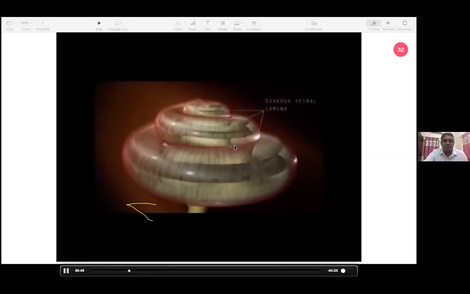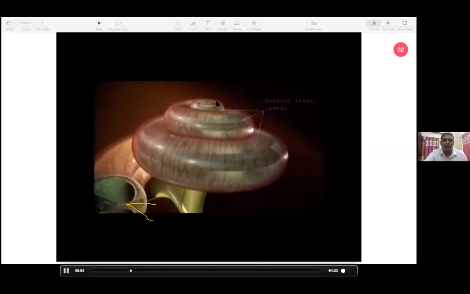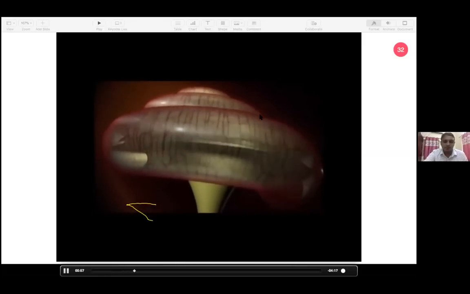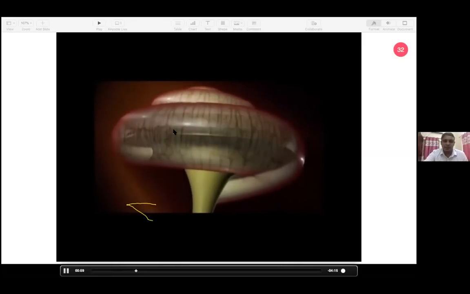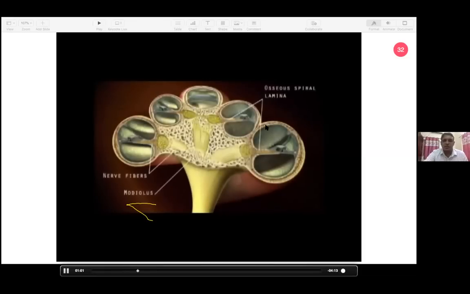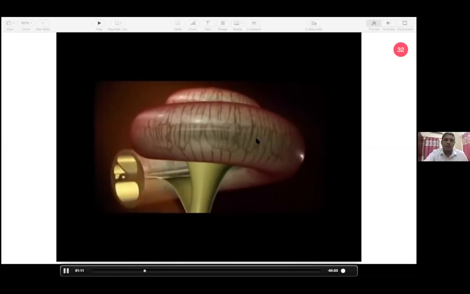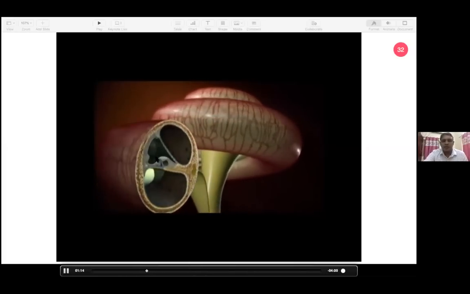So this is the basal turn, this is the middle turn, and this is the apical turn. All these are divided by the interscalar septum here, and each individual turn is again divided into 3 portions. Here the scala tympani, superiorly the scala vestibuli, and in between will be the scala media or the cochlear duct. And this is the region of the organ of Corti, which is the functional unit of hearing.